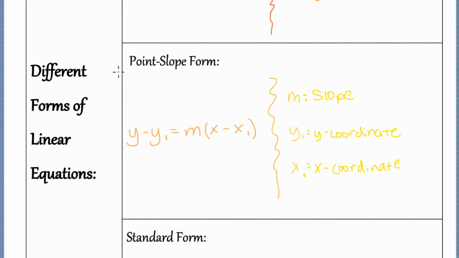For example, if we knew that, let's say, the point (3, 2) was on the line, then y1 would be 2, and x1 would be 3, because those are the respective y and x coordinates of that point. Now that we've seen what point-slope is, let's move on to standard form.